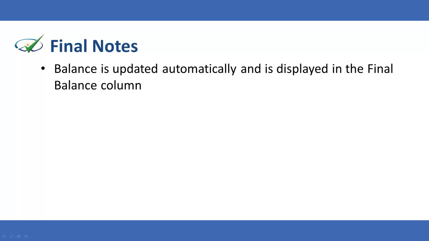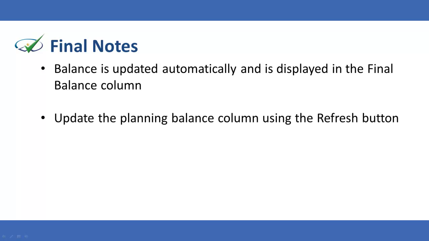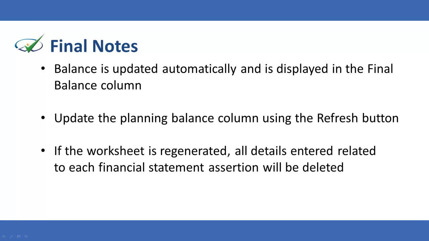Before concluding, we want to remind you of the following notes. During the course of the audit on the engagement, there may be adjusting journal entries posted that will modify the balance of the accounts automatically. The balance is continually updated to the current trial balance amounts and is displayed in the final balance column. To update the planning balance column in the FSA, select the Refresh button. Note that you should use the Refresh button only when you want to change the planning balances, for example, when a new trial balance is provided by the client. If the worksheet is regenerated, all details entered related to each financial statement assertion will be deleted.